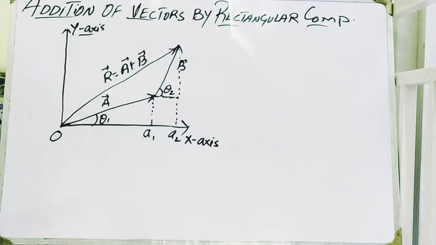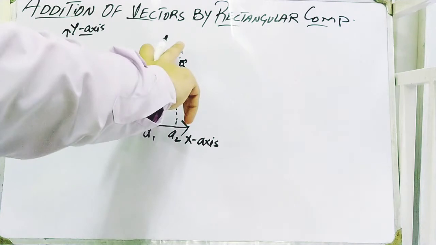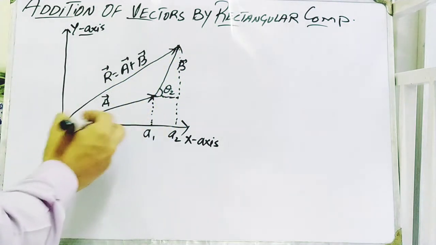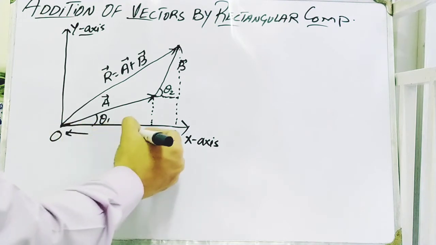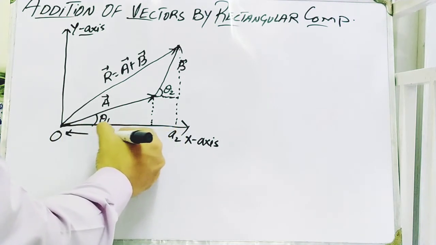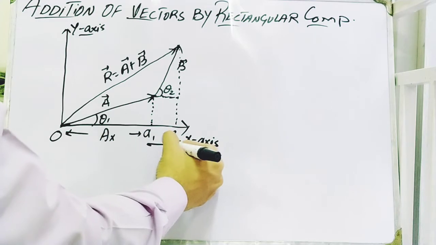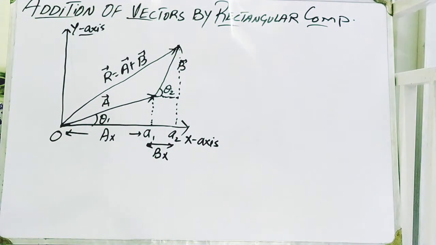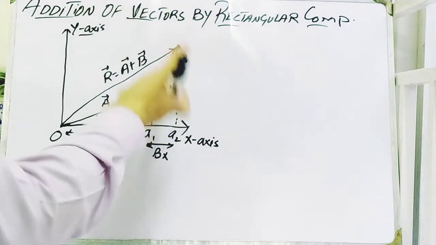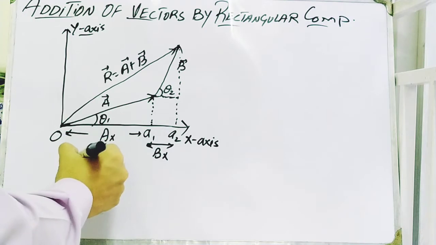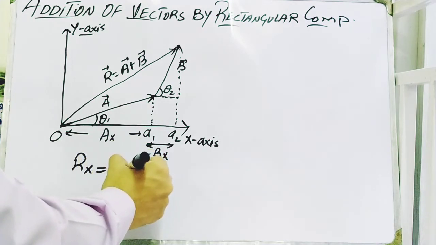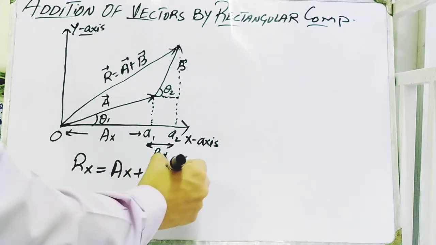So the x component of the resultant can be determined by simply adding the x component of vector A, which is called Ax, and of vector B, which is called Bx, of all the given vectors, as we are going to discuss with two vectors. So Rx will be equal to Ax plus Bx.